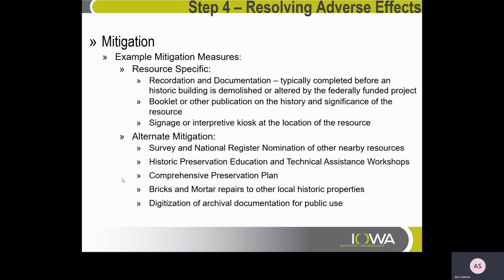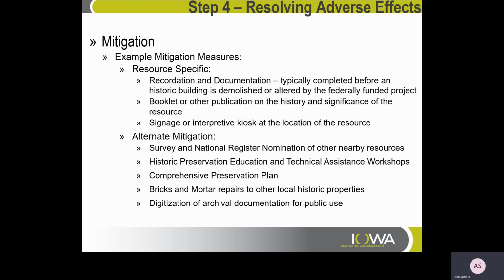Examples of mitigation can be resource specific. So the direct recordation or documentation of a resource. This is typically completed for historic buildings that are being proposed for demolition or alteration. You can do a booklet or other publication on the history of significance of the resource. You can do signage or an interpretive kiosk. Those things are all specifically related to the resource being impacted or affected by the federal project.